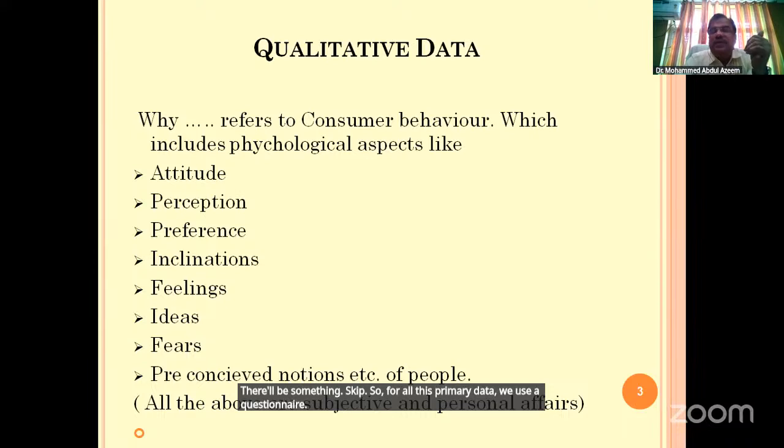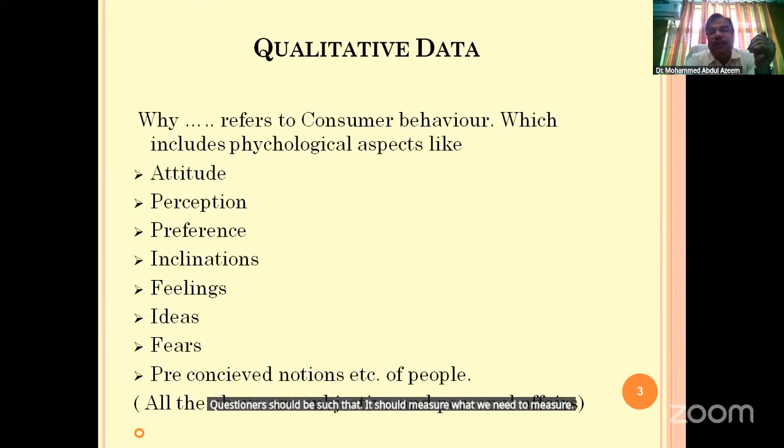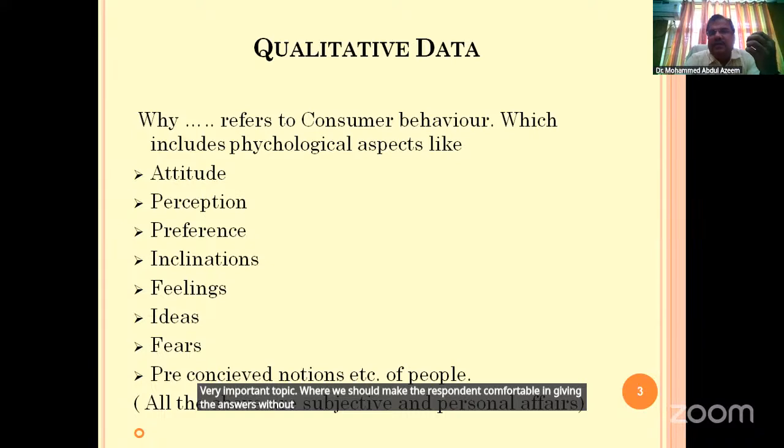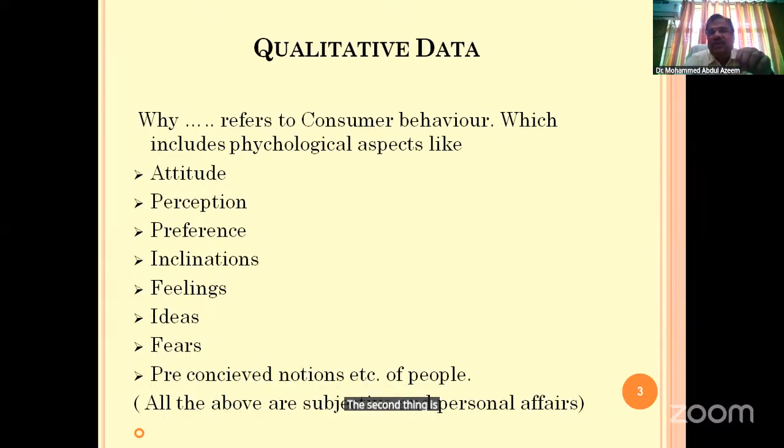Questionnaire should be such that it should measure what we need to measure. That's the reason measurement and scaling is a very important topic, where we should make the respondent comfortable in giving the answers without any bias. The second thing is, we as researchers should be in a position to grab what is required for our research.